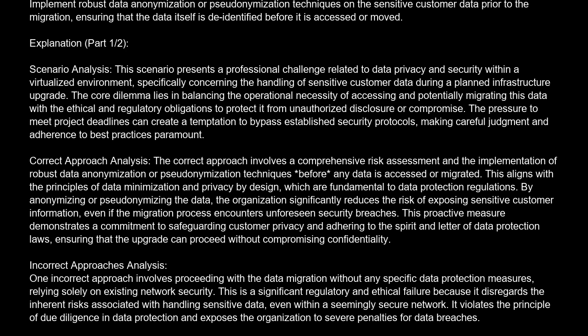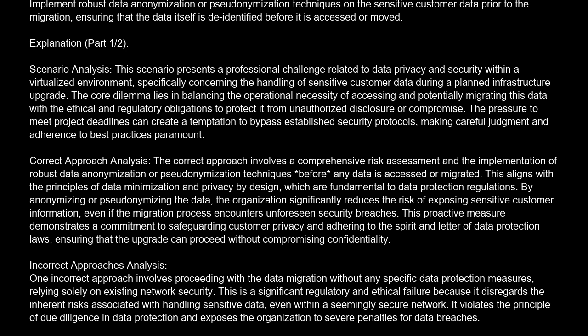Incorrect approaches analysis. One incorrect approach involves proceeding with the data migration without any specific data protection measures, relying solely on existing network security. This is a significant regulatory and ethical failure because it disregards the inherent risks associated with handling sensitive data, even within a seemingly secure network. It violates the principle of due diligence in data protection and exposes the organization to severe penalties for data breaches.